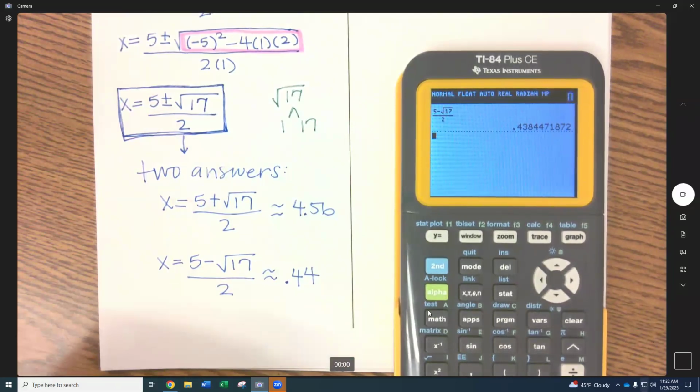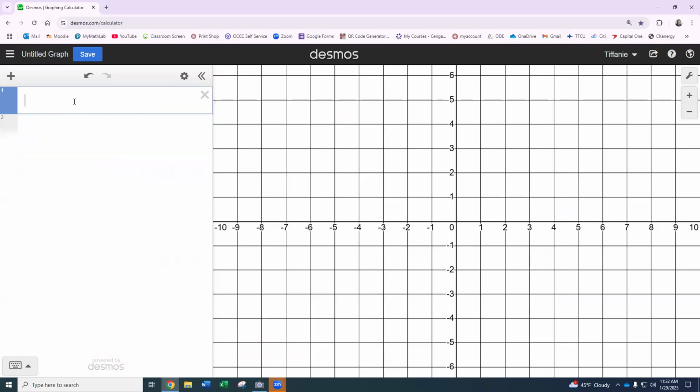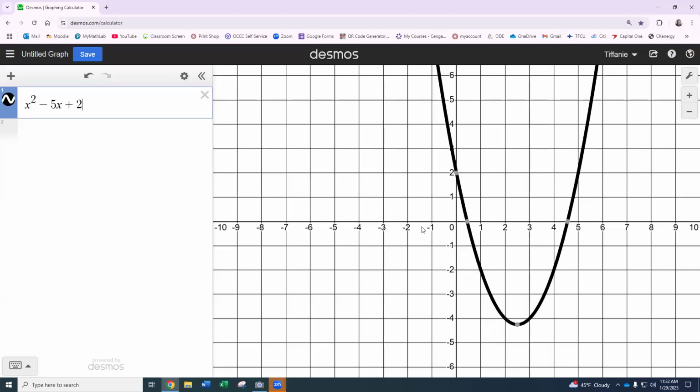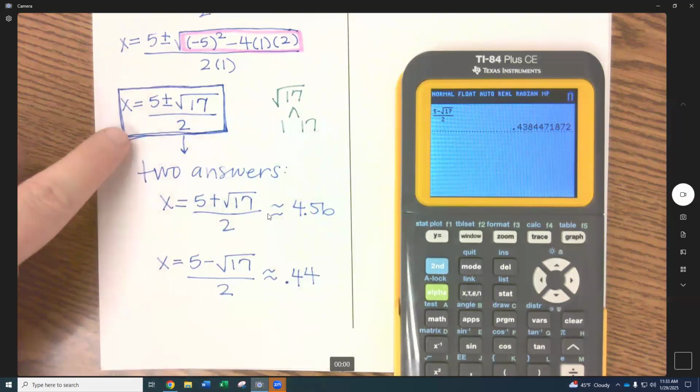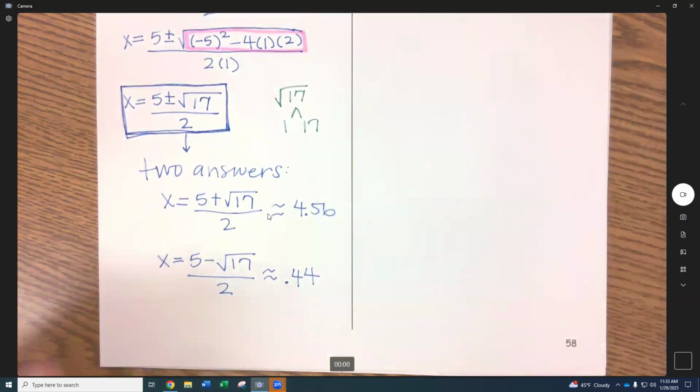Okay, so if I put this into Desmos now, my equation was x squared minus 5x plus 2. Where is this crossing the x-axis? At about 0.44 and about 4.56. So you can check your answers from Desmos, but my math lab will not take these 2 answers here. It will make you write it either in this form or this form here. So you do need to know how to do this.